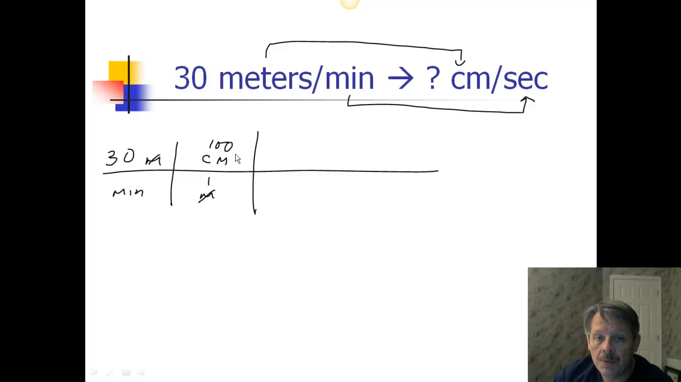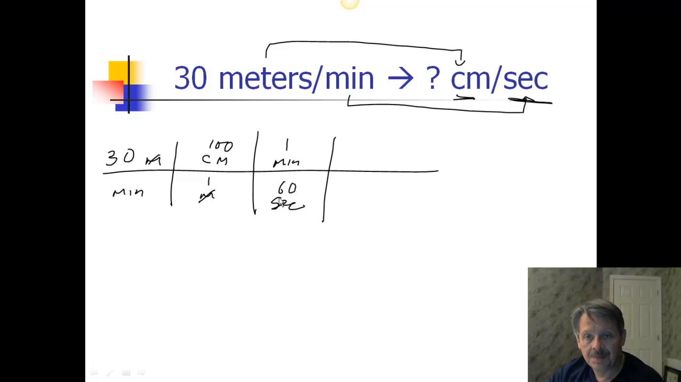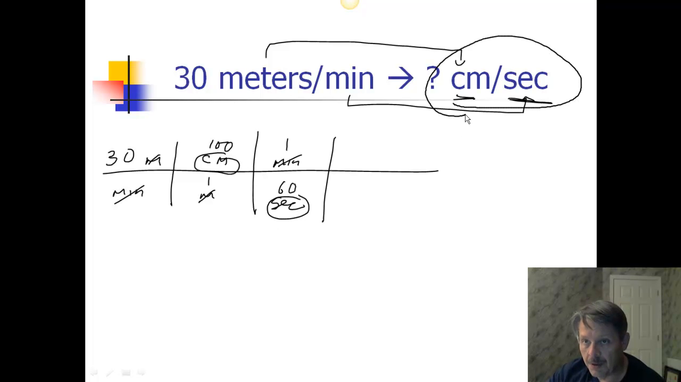So, I now have centimeters, which is the top thing, but I still have to get to the bottom, where I don't have seconds yet. So I got minutes on the bottom, I put minutes on the top, and I go to seconds on the bottom. And for every minute, there are 60 seconds. Right? And my minutes cancel. So I am left with centimeters per second, which is what I wanted as my final units.